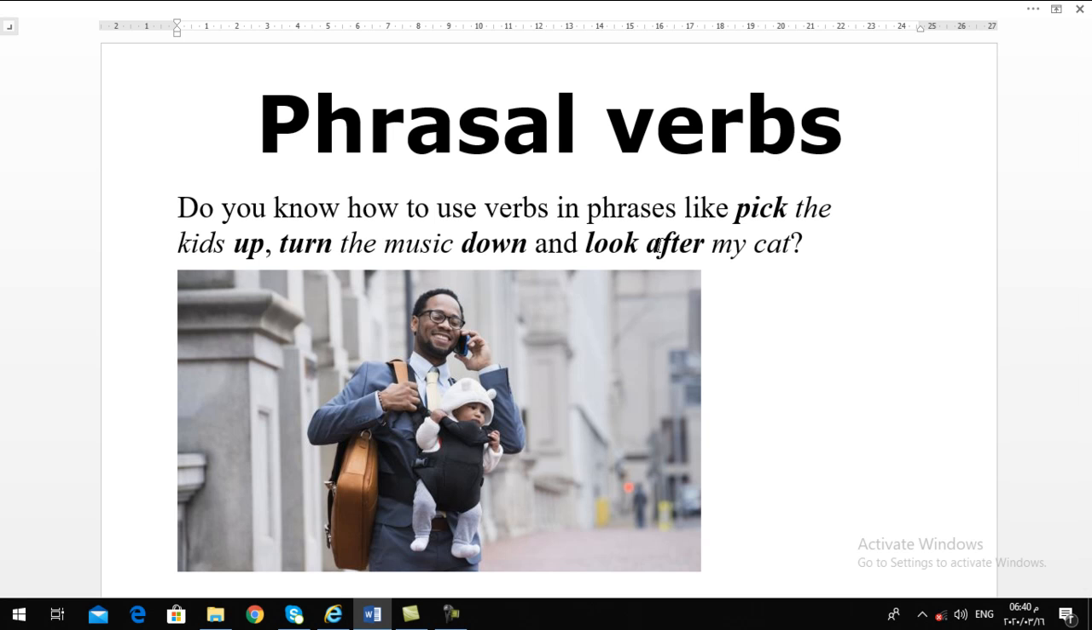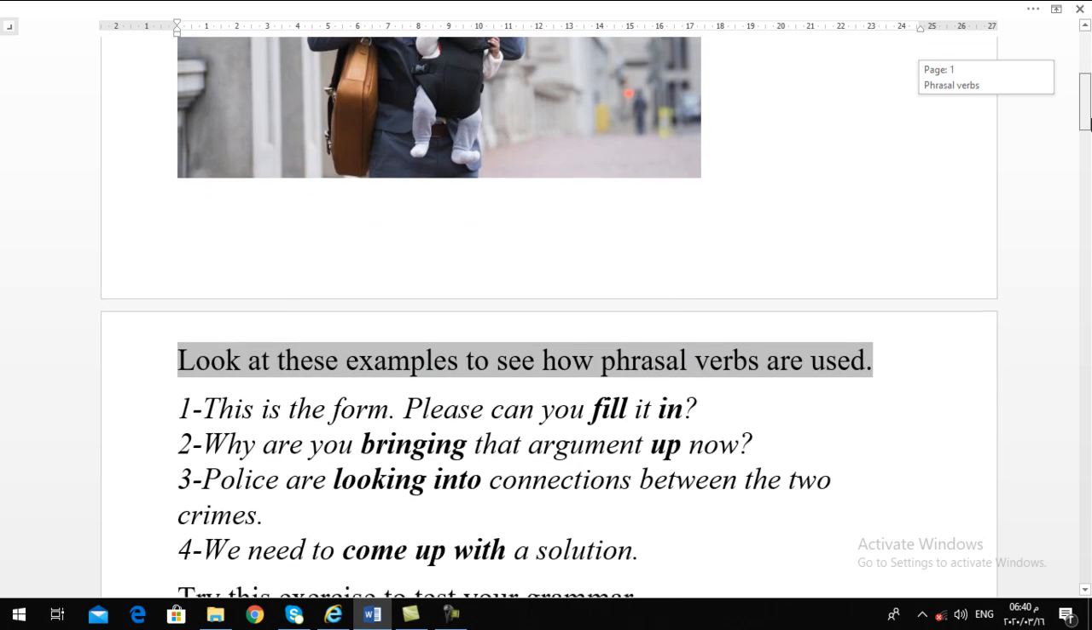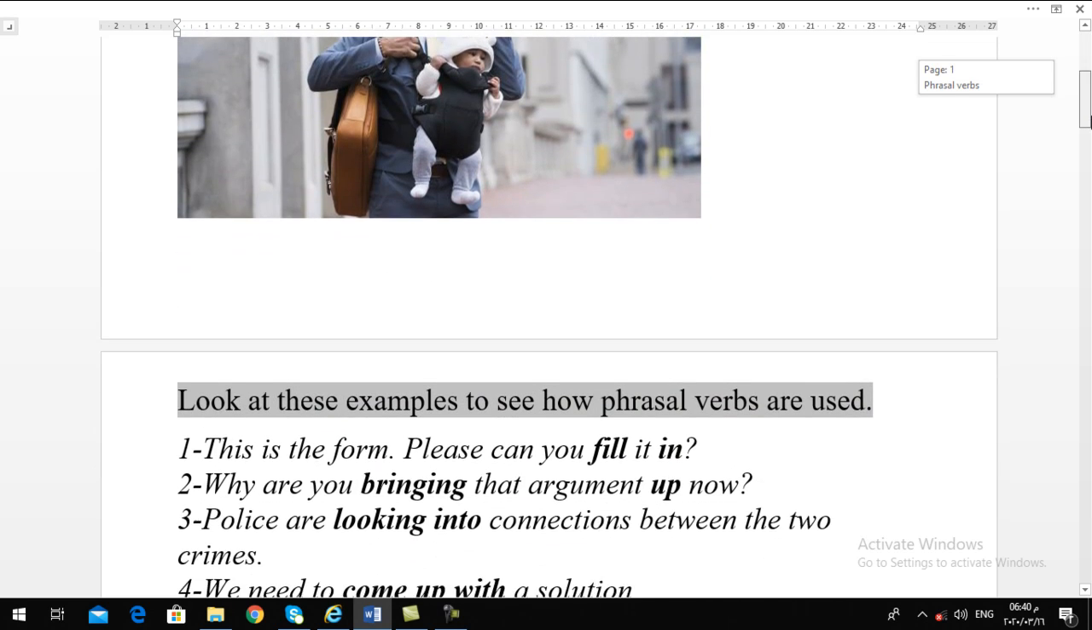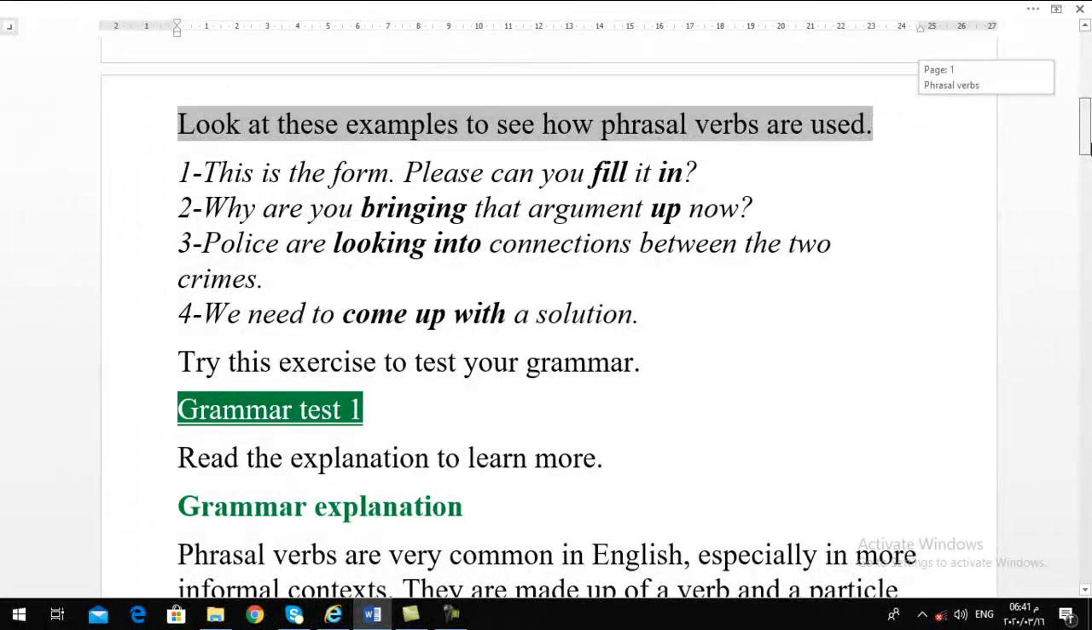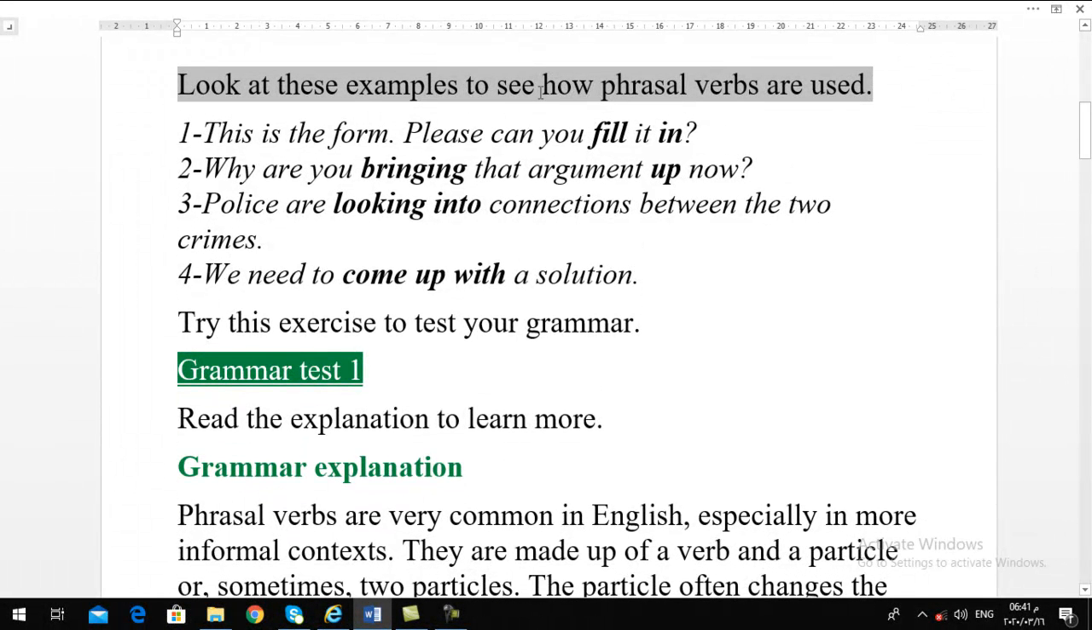So what's a particle? The particle is a word with no meaning or a little meaning. It has a grammatical purpose and it comes after the verb. And as you know, the particle changes the meaning of the verb, as we have discussed before. Let's move to this part. Look at these examples to see how the phrasal verbs are used.